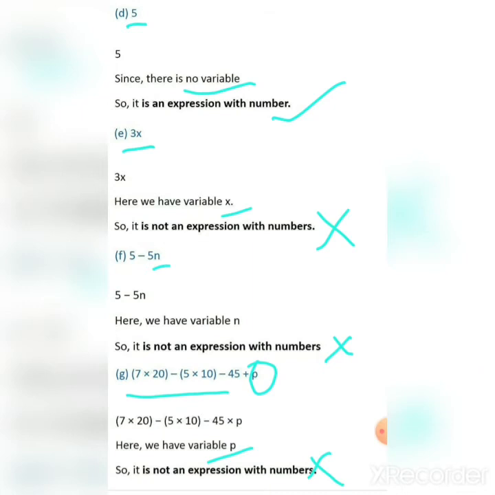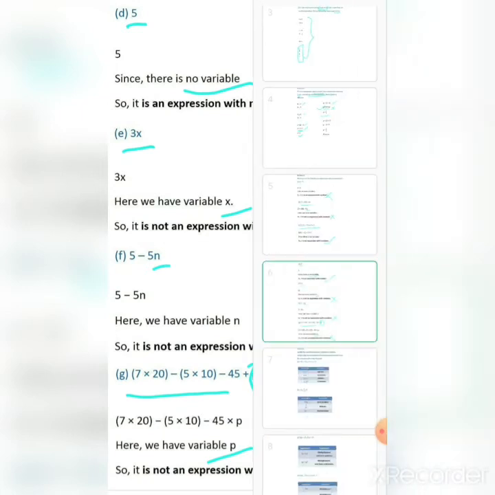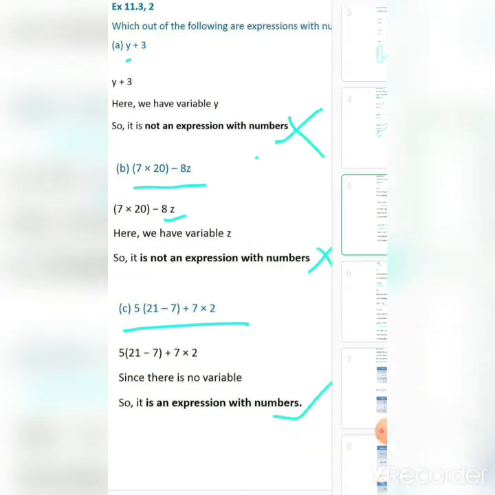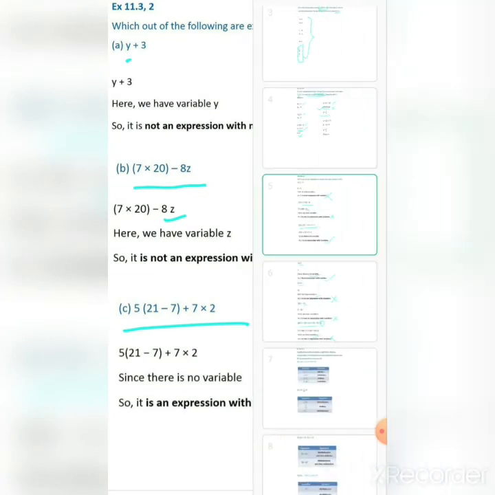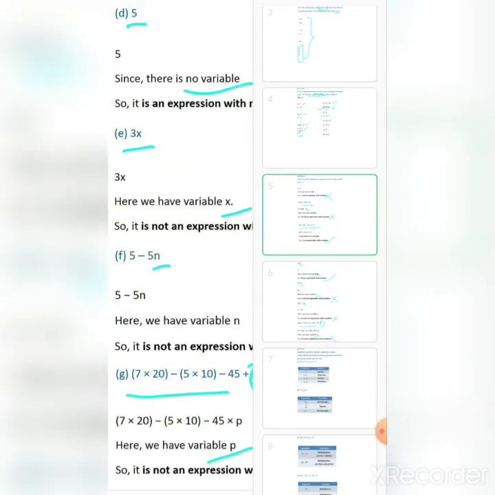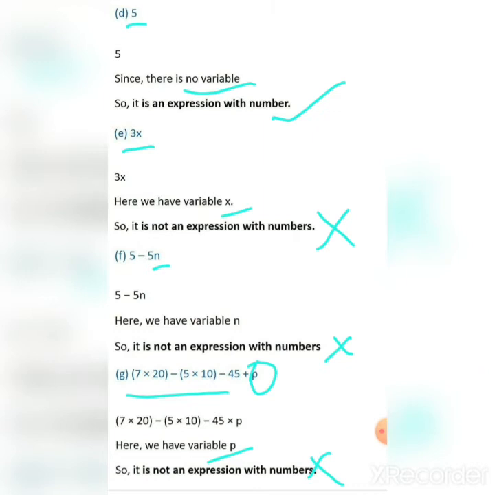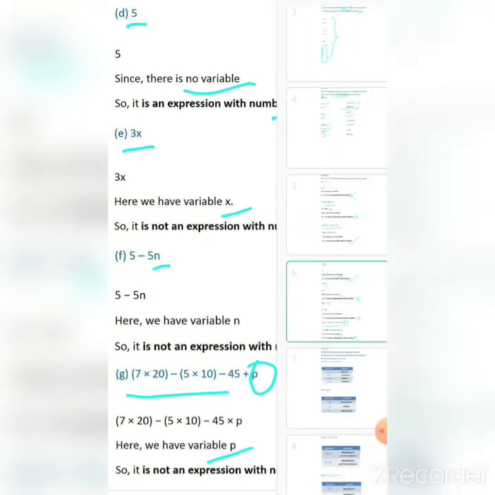So 1 and here 2. Only two are there which are with numbers only. Others are having the variable in it. Understood? Now let's move to the next question.